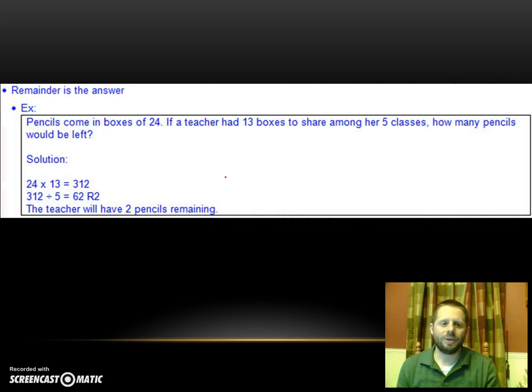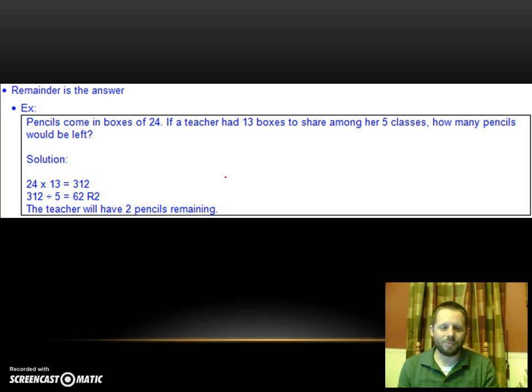Okay, this one's called remainder is the answer. So in this example, it says pencils come in boxes of 24. If a teacher had 13 boxes to share among her 5 classes, how many pencils would be left? Okay, so this is actually a 2-step problem. We're actually going to start by finding out just how many pencils there really are. So 24 pencils come to a box, and there's 13 boxes. First we multiply 24 times 13, and we get an answer of 312. So there's a total of 312 pencils. Now, we want to share those equally amongst the 5 classes, so we're going to divide that by 5.